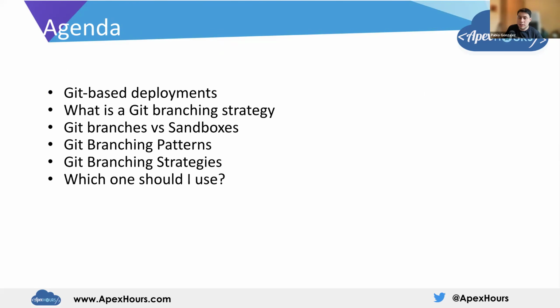Now, the agenda for today is we're going to talk about Git-based deployments, as that's a prerequisite to understand what Git branching strategies are. Then we're going to talk about the strategies themselves. We do need to talk a little bit about Git branches versus sandboxes. Then we're going to look at the patterns that are common among all strategies, and then some individual strategies. And finally, we're going to talk about which one you should go for.